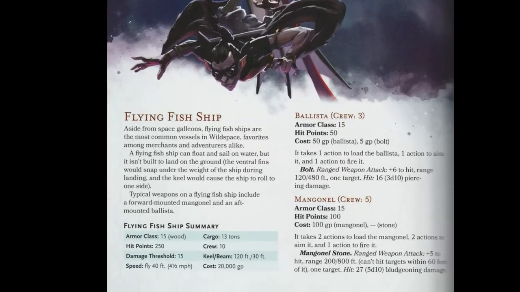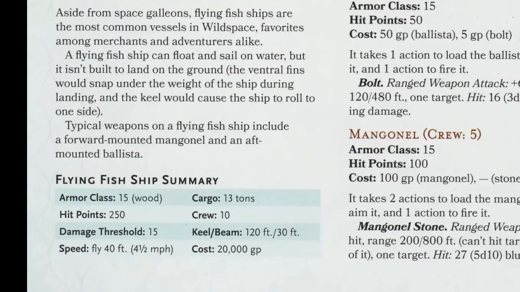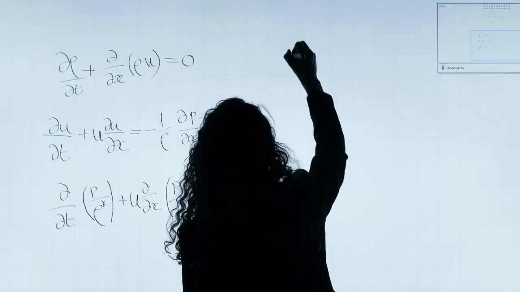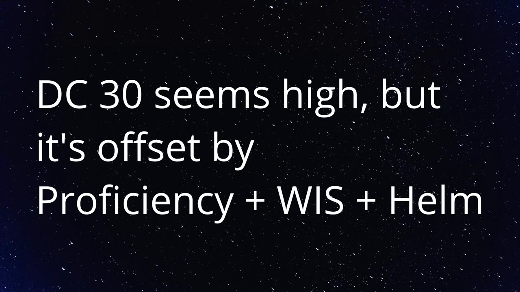A ship's beam is the width of the ship, which is listed in its stat block. I will admit I know nothing about boats, and I have no idea if this is physically sound, but this is outer space fantasy physics. We're using beam as a reliable and somewhat predictable number to set a DC to.